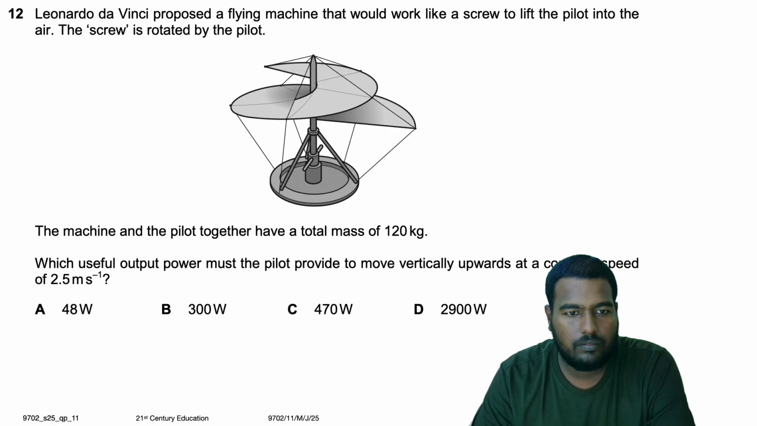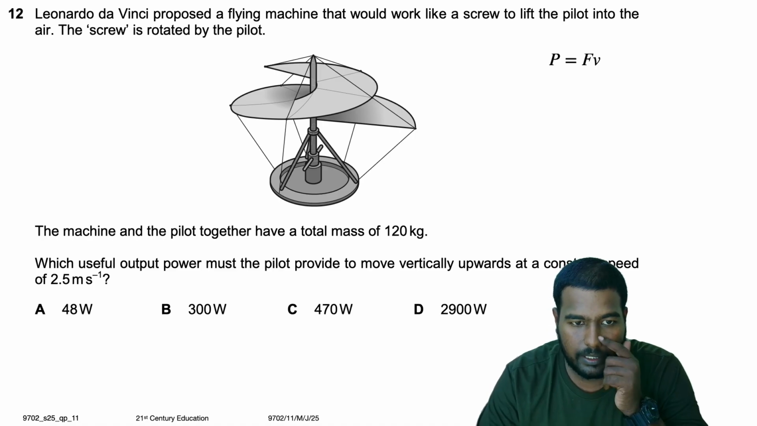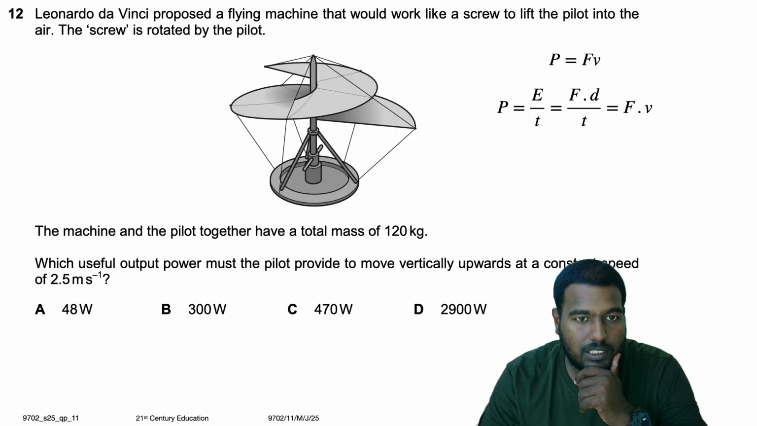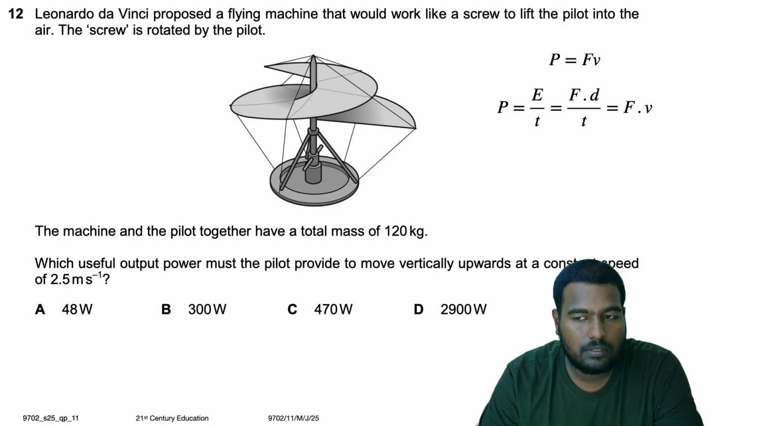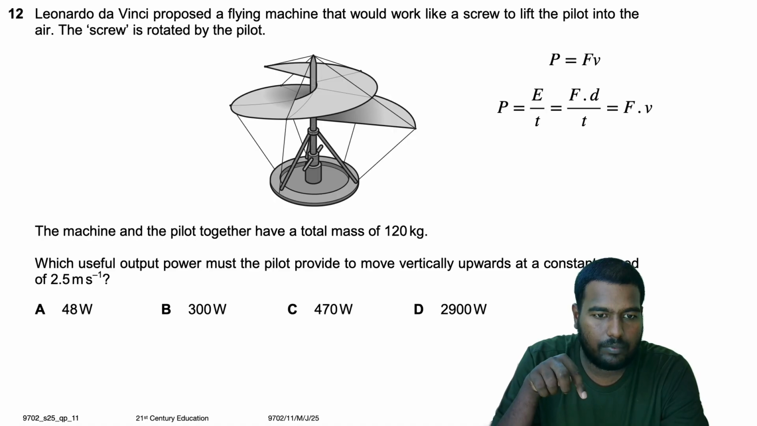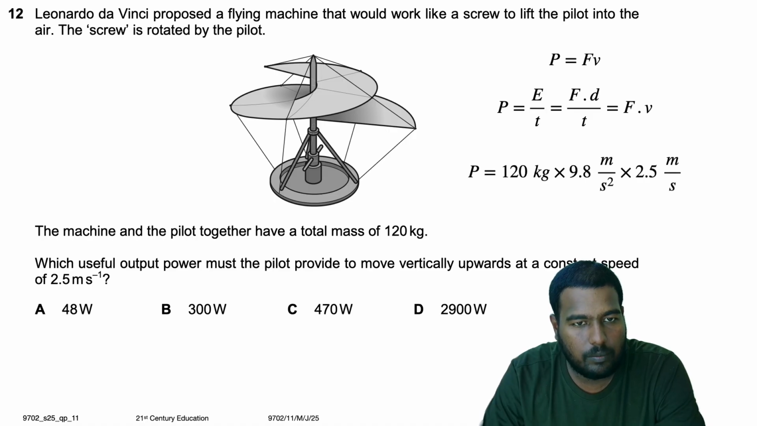Okay. We know the formula power is force into velocity. If you do not know this formula, we know power is energy by time, and energy is force into distance. So distance by time is velocity. So power is force into velocity. So the upward force is equal to the weight, then only it's going at a constant speed. So it's mass into 9.8 gravity, 120 kg into 9.8 into velocity 2.5.